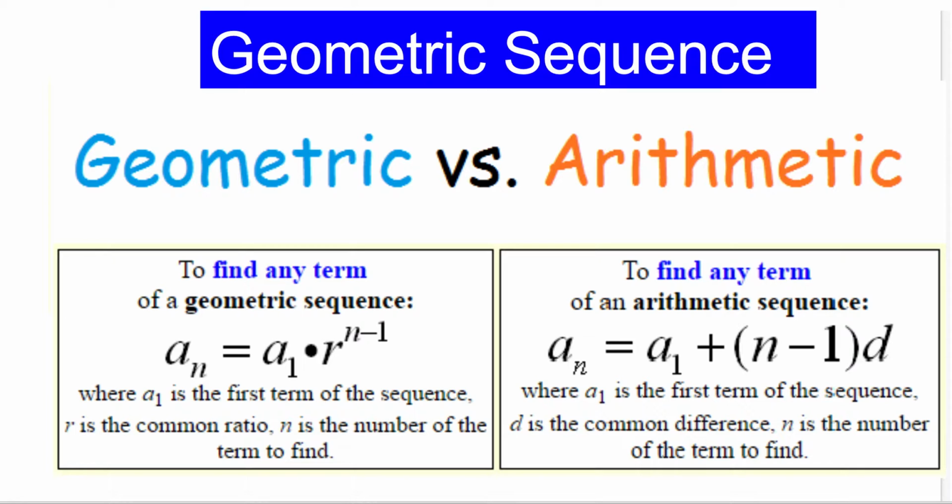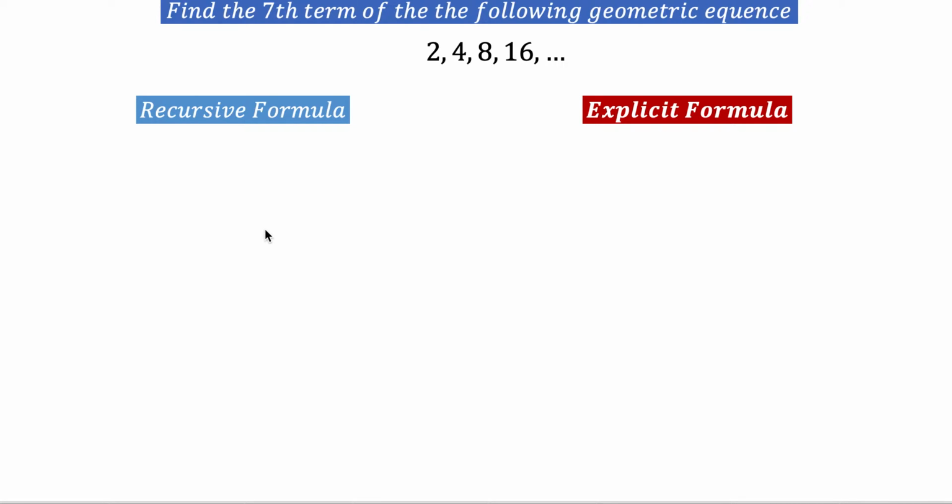Now let's go to the next slide and solve this. Let's find the seventh term. Find the seventh term of the following geometric sequence. We already know this is a geometric sequence. The first term is 2, the second term is 4, the third term is 8, and the fourth term is 16. Now we have to determine the seventh term.